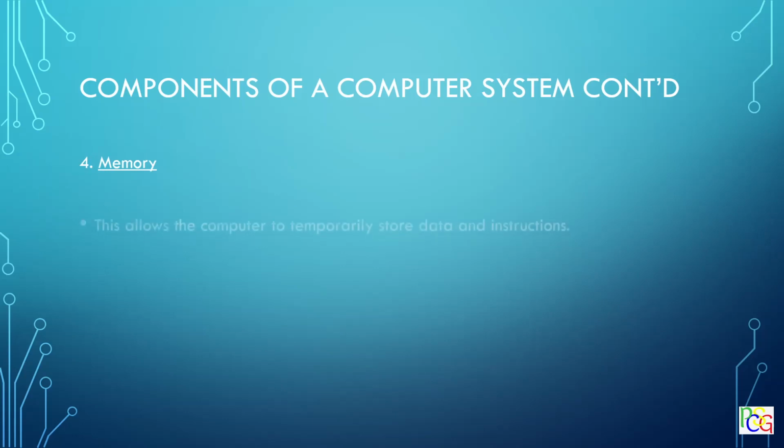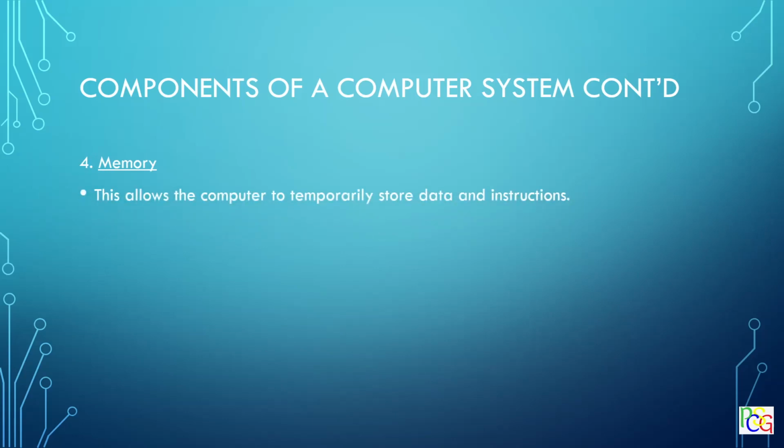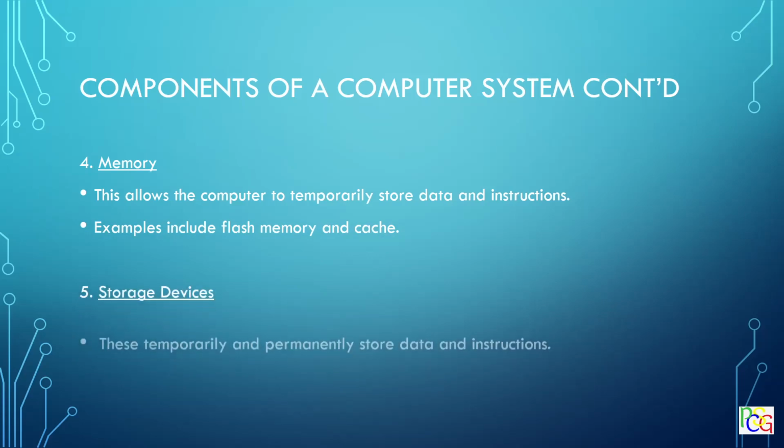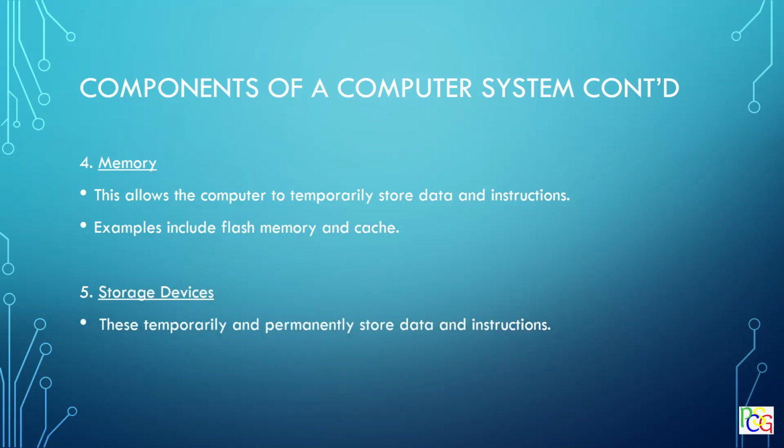Then we went through memory. This allows the computer to temporarily store data and instructions. So examples would include flash memory and cache. And storage devices. These temporarily and permanently store data and instructions. Examples would include hard disk drives, CD-ROM, or floppy drives.